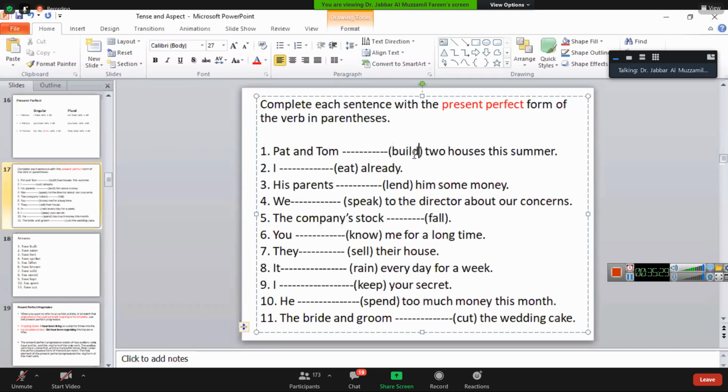So the only problem is the past participle. You cannot write build as such. Rather, you have to write built. I have built it. Then I have built it.